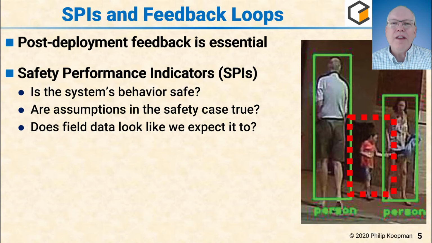Is our assumption that we've accounted for all the possible objects in the environment actually true, or are we seeing things that we can't classify, but we're getting lucky so we didn't worry about it? Also, does the field data look like we expect it to?